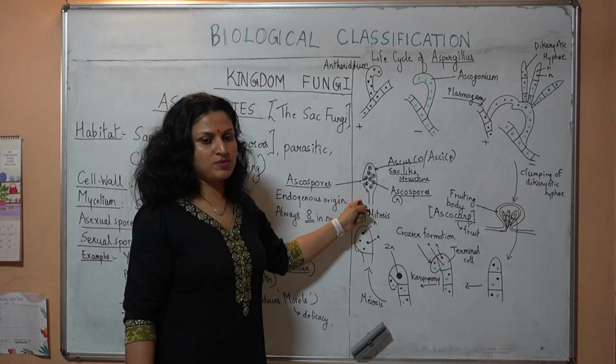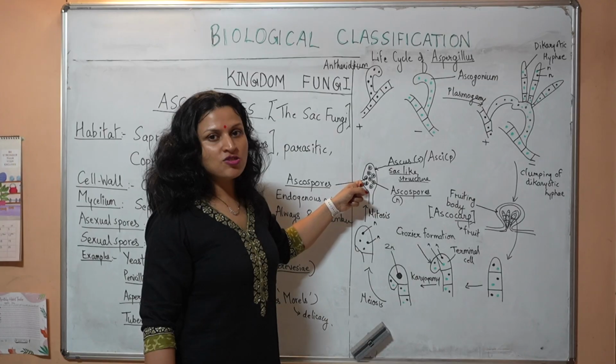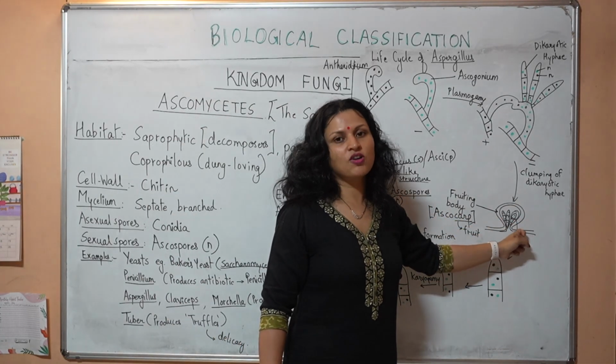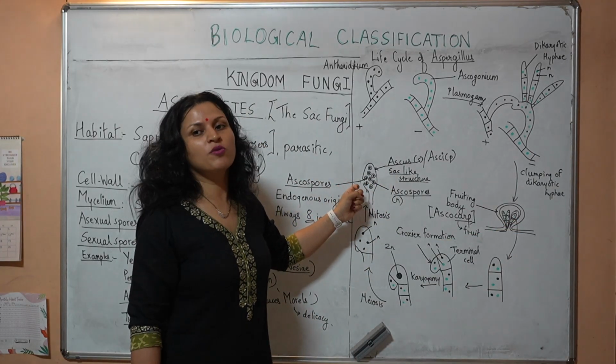These are their sexual spores, ascospores. This is the ascus, not to be confused with ascocarp. The fruiting body is called the ascocarp. This is not a fruiting body. This is a spore-bearing structure.